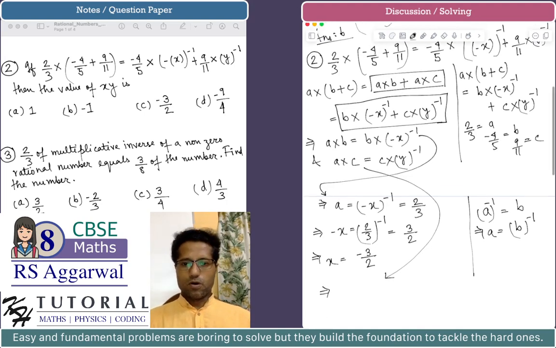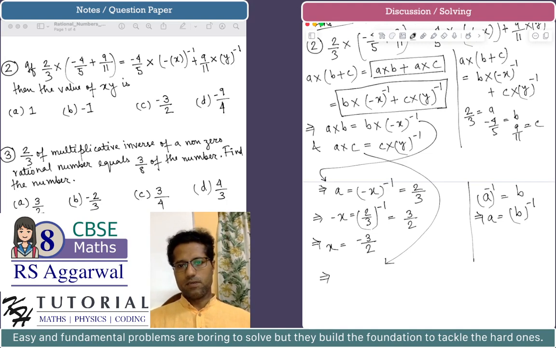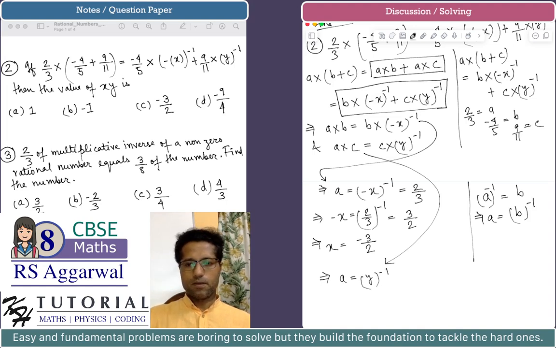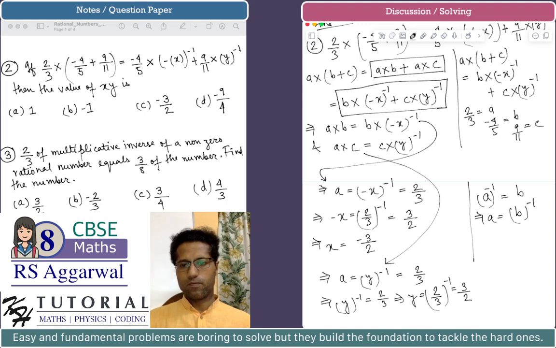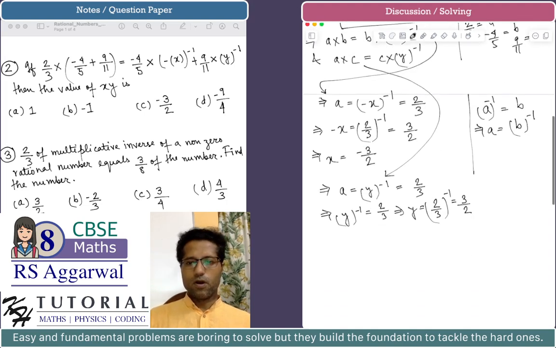Okay, so also we see that from a multiplied by c is equal to c multiplied by y inverse, we get that a has to be equal to the reciprocal of y. Now we know that a is equal to 2 by 3. So this implies that the reciprocal of y is equal to 2 by 3. This implies y is equal to the reciprocal of 2 by 3, which is equal to 3 by 2. So we got y is equal to 3 by 2.